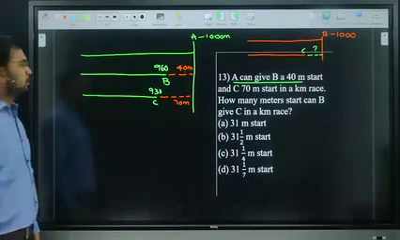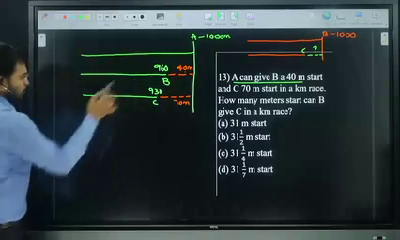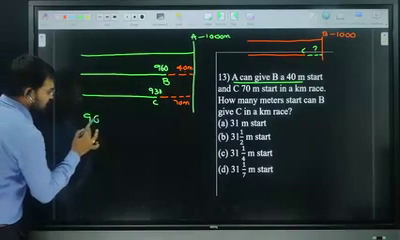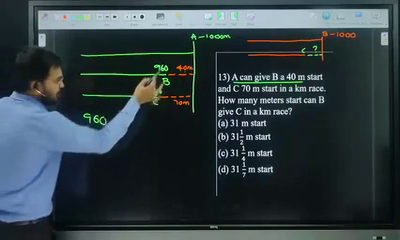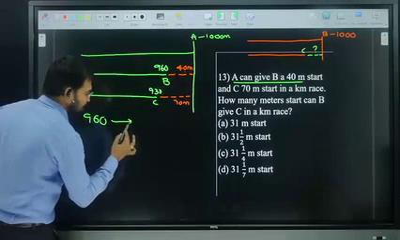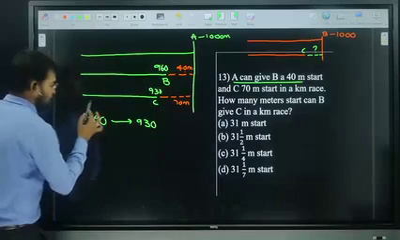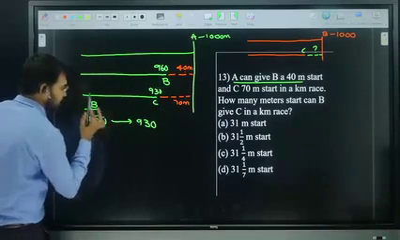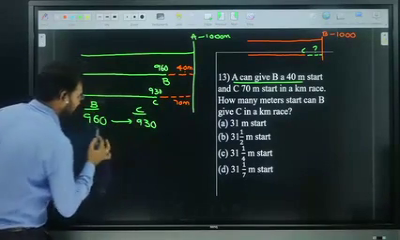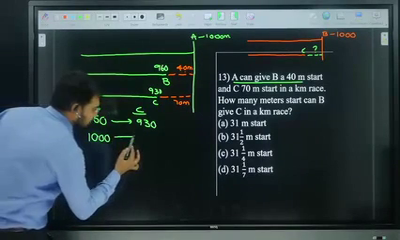Okay, look at me, all of you. Whenever B reaches 960 meters, in the same time, how much distance does C reach? 930 meters. Whenever B reaches 960 meters, C reaches 930 meters. Now my target is what? Whenever B reaches 1000 meters, how much distance does C reach?